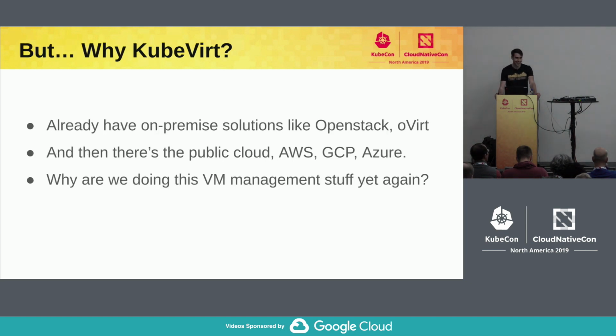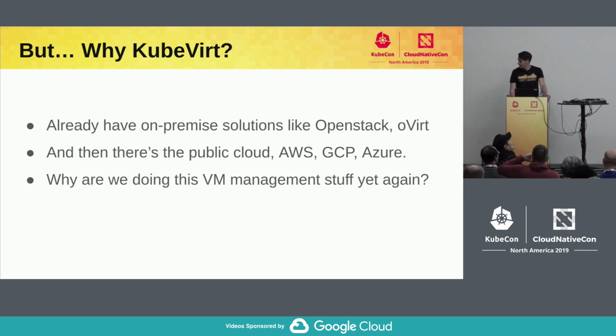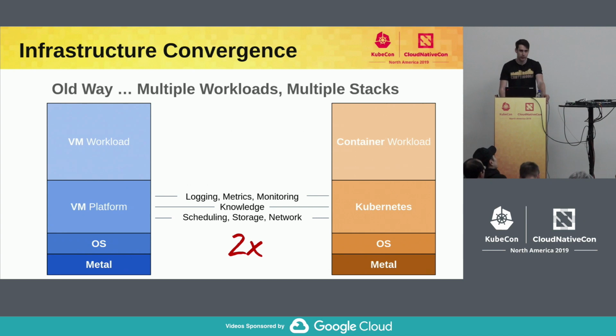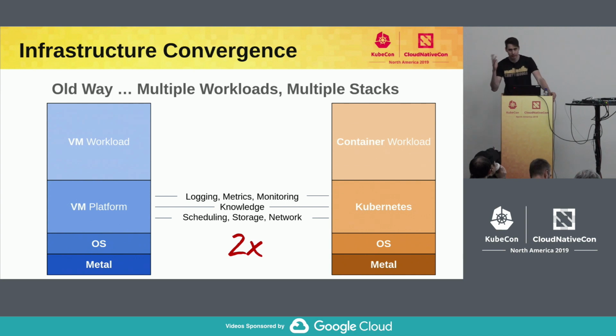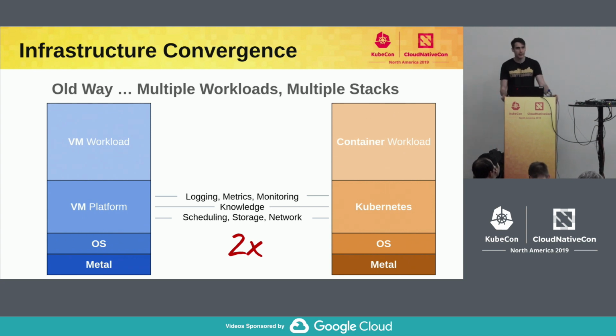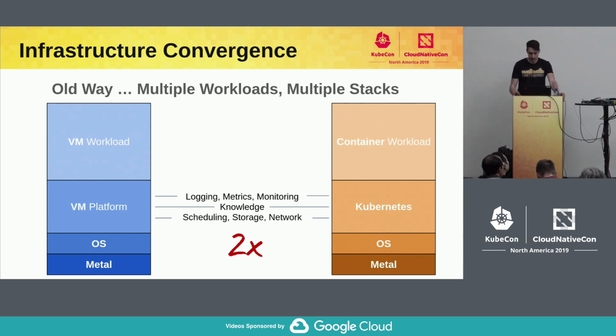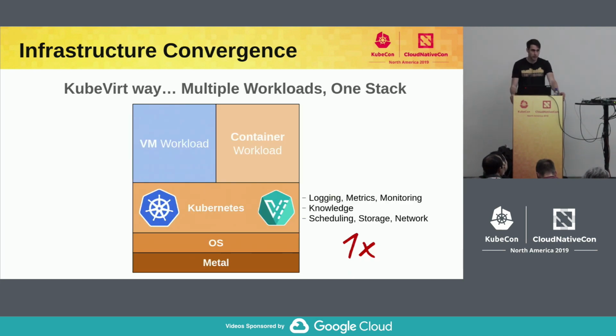Why would we do this? I mean, we already have things like OpenStack and oVirt. We already have the public cloud. So why are we reinventing this virtual machine management stuff all over again? The initial motivation for KubeVirt was this idea of infrastructure convergence. What we saw as people were transitioning to the cloud-native, container-first way of doing things was that it wasn't always a clean transition. Sometimes they were left with two stacks: one for the new container workloads, and an old legacy stack for their virtual machine workloads. Operationally, that's not great.